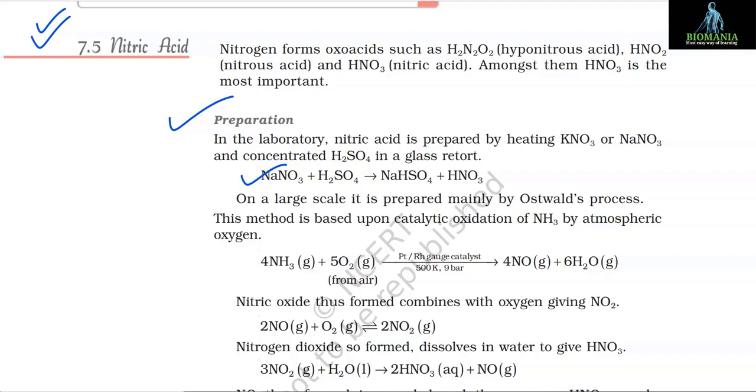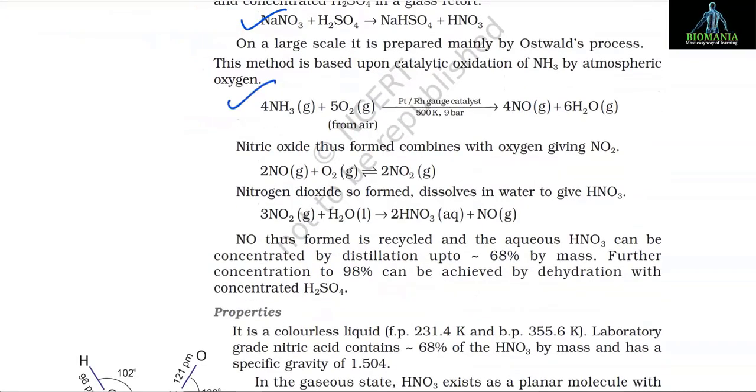This method is based upon catalytic oxidation of NH3 by atmospheric oxygen. 4NH3 plus 5O2 gives 4NO plus 6H2O, and this reaction happens in the presence of a platinum gauze catalyst, and the temperature is 500 Kelvin and pressure is 9 bar. Nitric oxide thus formed combines with oxygen giving NO2, and the reaction is 2NO plus O2 gives 2NO2, and it's a reversible reaction. And nitrogen dioxide so formed dissolves in water to give HNO3, and the reaction is 3NO2 plus H2O gives 2HNO3 plus NO.